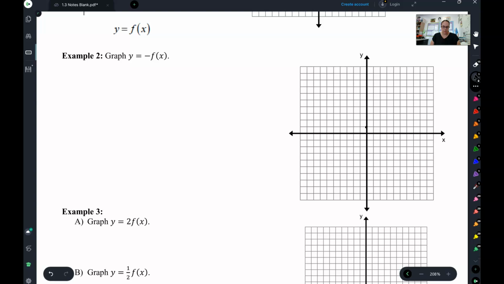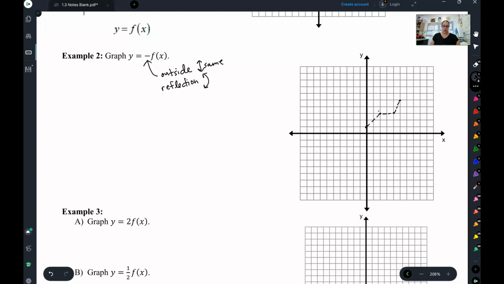We're going to do the same graph. So I'm going to draw it over here in my dashed lines. And this time I want to do negative f of x. Well, that negative is still outside the f of x. So we know it's still up and down, and it's still same. This is multiplying by a negative, so we know this is going to be a reflection up and down.